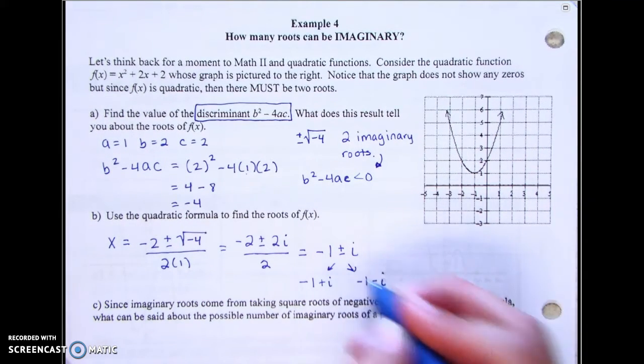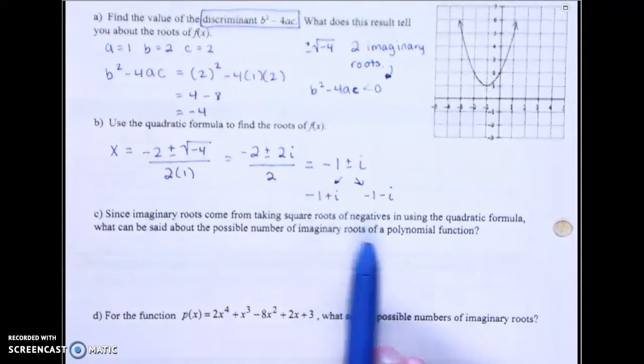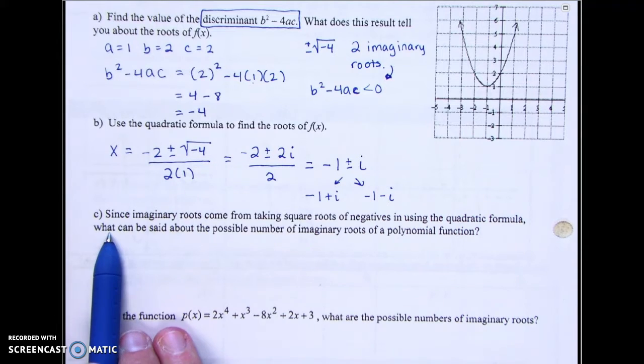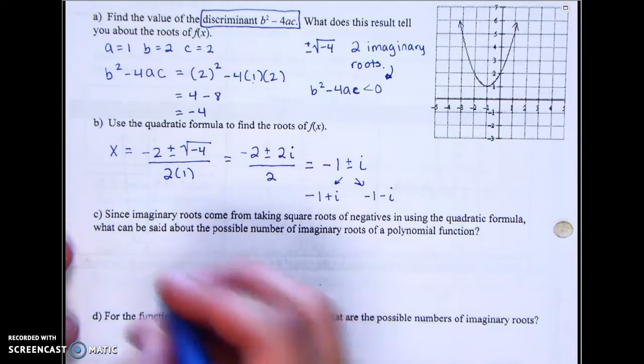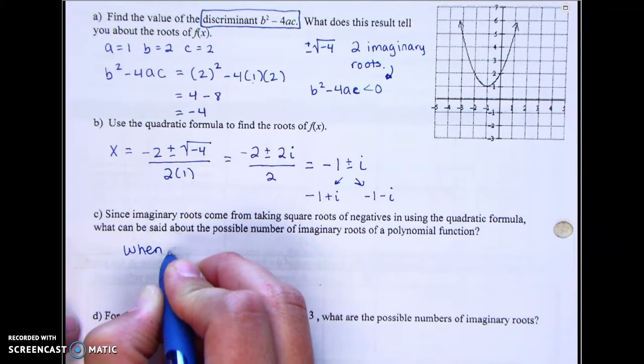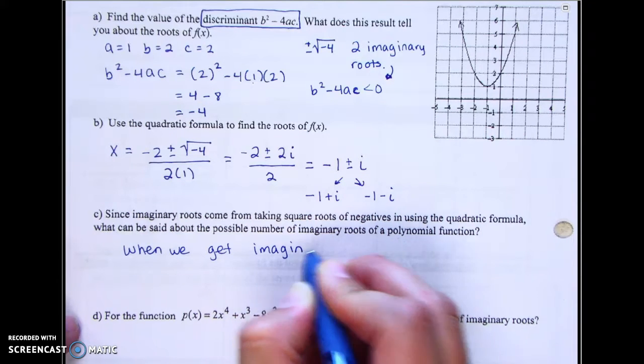Two answers. Okay? Since the imaginary roots come from taking the square root of negatives and using the quadratic formula, what can be said about the possible number of imaginary roots of a polynomial function? Do you see how this split off into two answers? Is there any time that we'll only get one answer or that we'll get three answers? No. So when we get imaginary roots, they're going to come in pairs, okay?